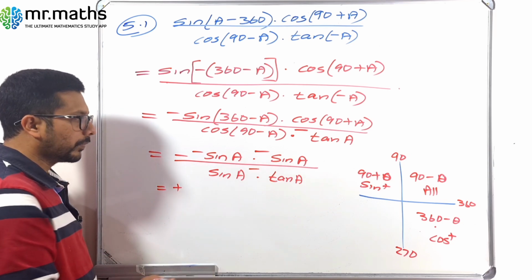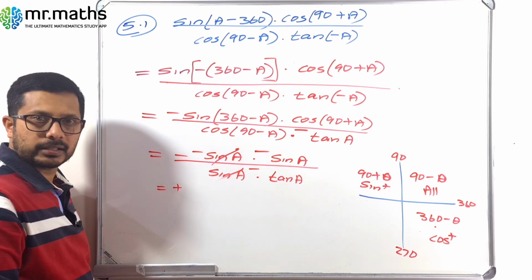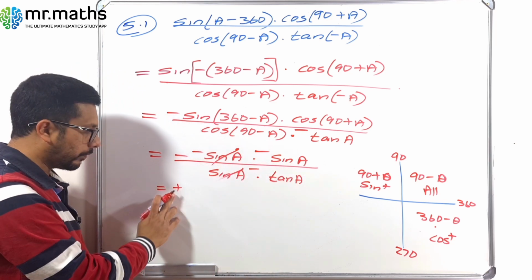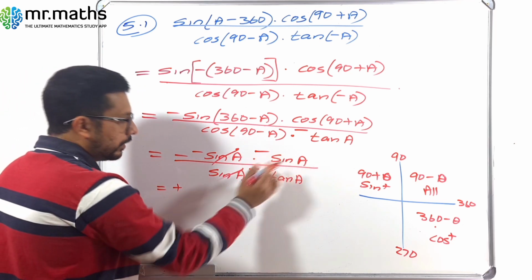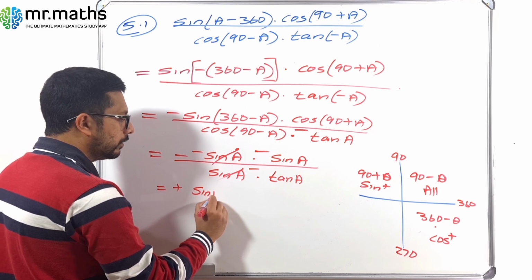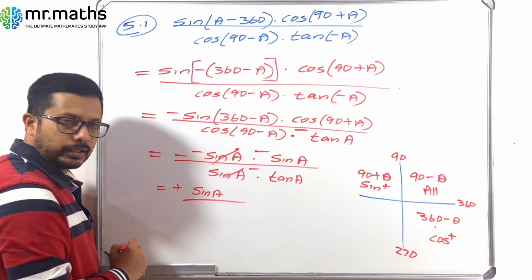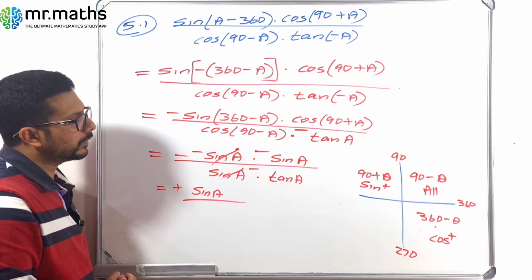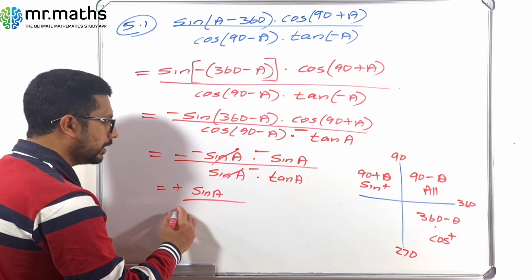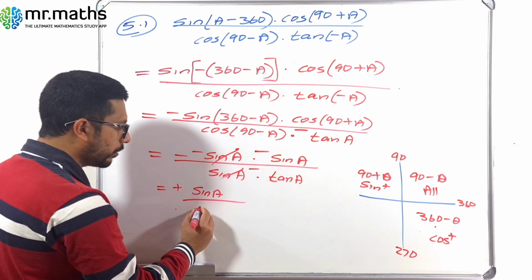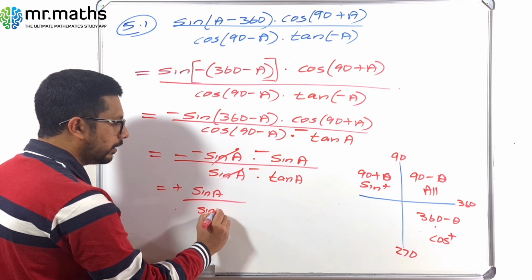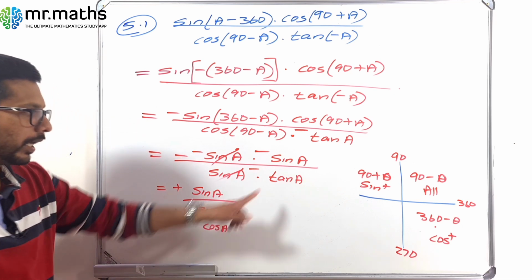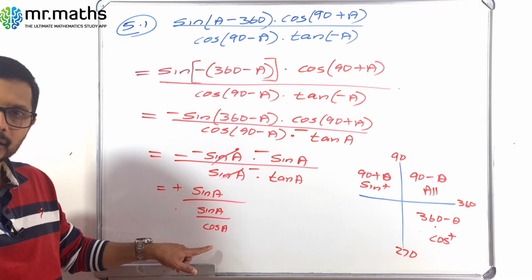So positive. Then sin a cancels. Now what is remaining? Don't worry about the negative, you already sorted out that one. Then this one is sin a divided by tan a. How can you write tan a? Tan a is sin a divided by cos a. Am I right?